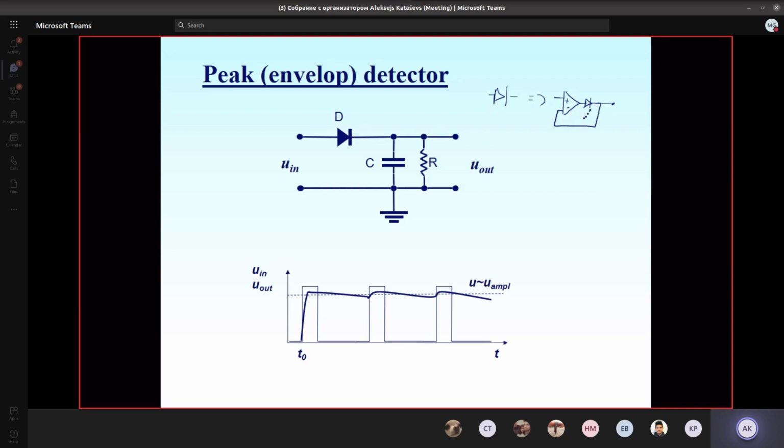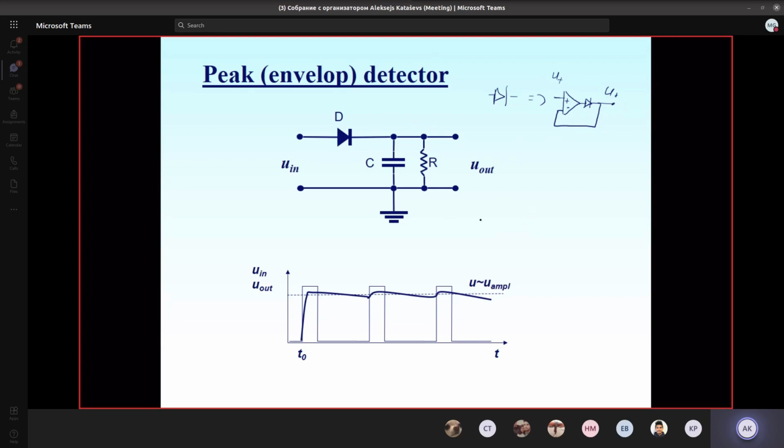I wouldn't say that it has no forward bias, but if I apply some positive voltage here, I will get the same positive voltage at the output. So the operational amplifier compensates the forward bias. If I have some negative voltage, I will get 0. So it works very well. If I replace the diode with an ideal diode, I get an ideal peak detector.